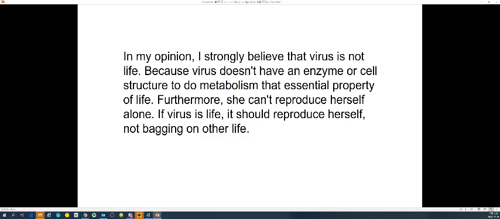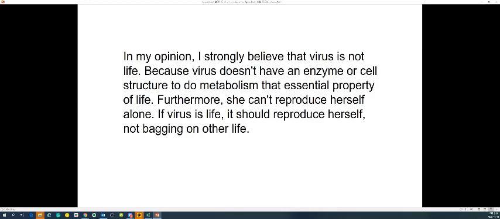In my opinion, I strongly believe, there is some redundant part there too. Opinion and belief are already the same meaning, right? Virus is not life because virus doesn't have an enzyme or cell structure for metabolism, that essential property of life. Well, whether that's really an essential property of life, there's something to think about. Furthermore, she can't. Oh, by the way, virus all of a sudden became female. Interesting. Furthermore, she can't reproduce herself alone.